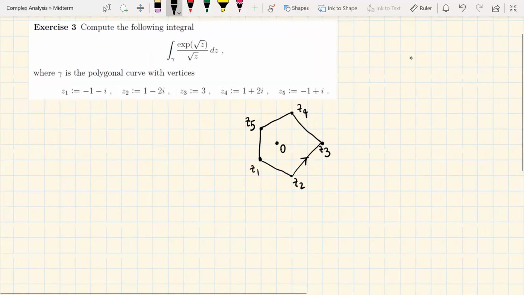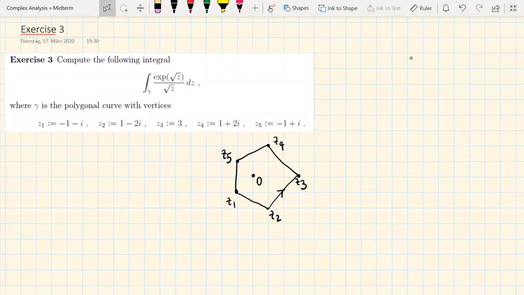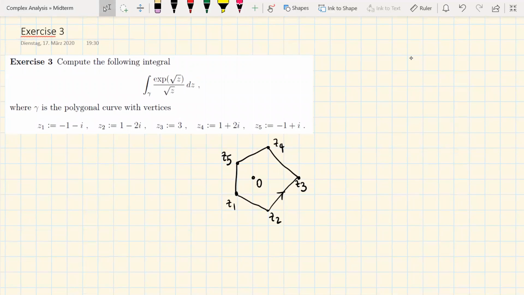the origin once. And here, the main difficulty in the exercise is to understand the properties of the root function. So this function is not well defined and continuous everywhere. So we are going to take here a branch of this function. So let's consider the square root function. I denote it like this.